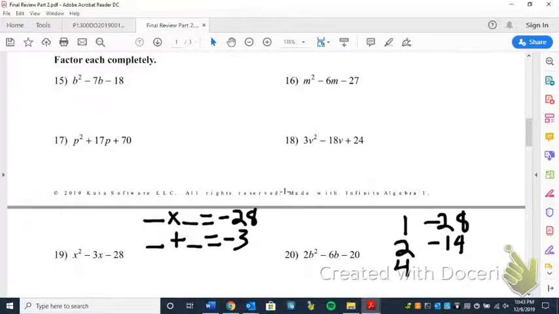So we're looking at number 19 now. What two numbers multiplied together equal negative 28, and when added together equal negative 3? We get 4 and negative 7. 4 and negative 7, 4 and negative 7. So that gives me x plus 4 times x minus 7. And that's that.